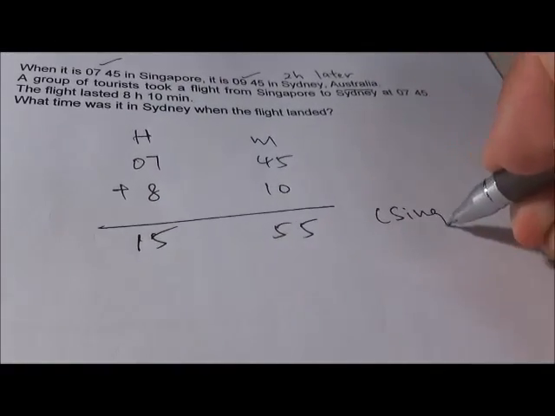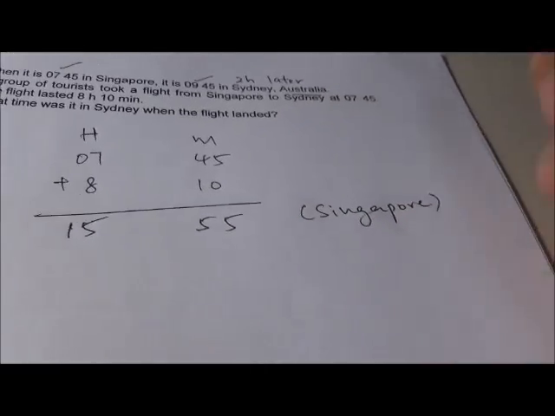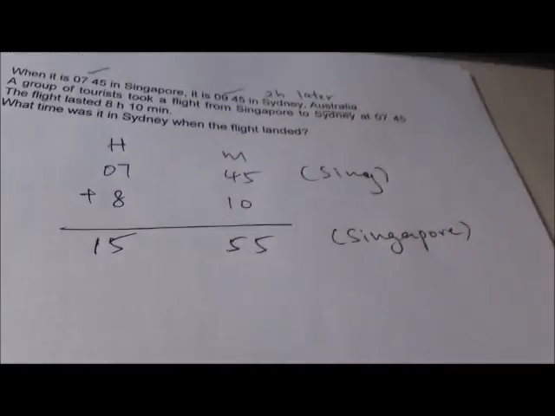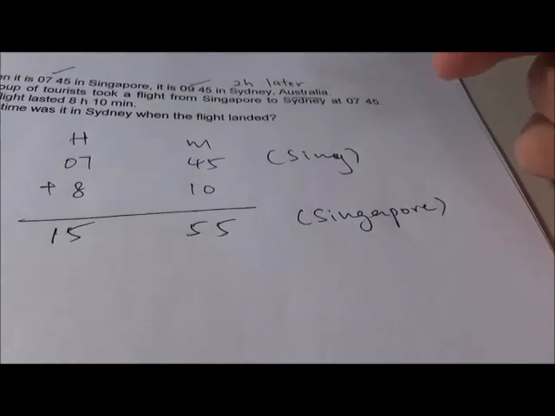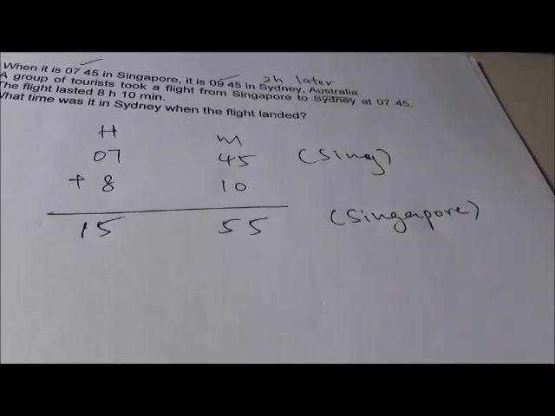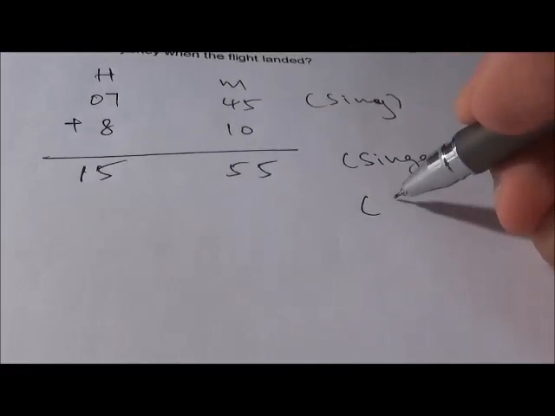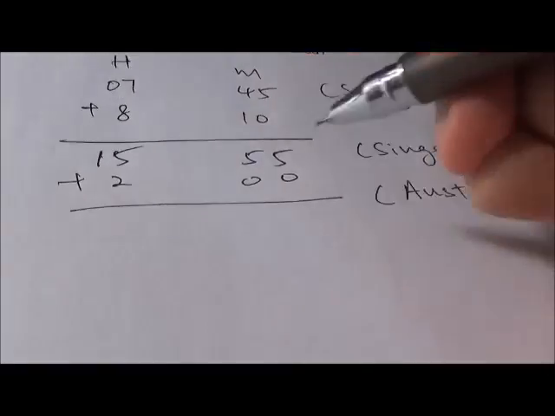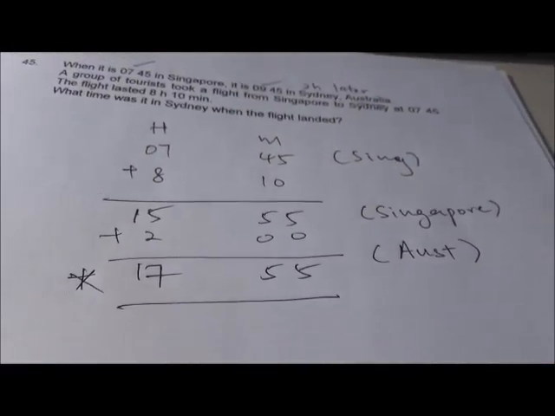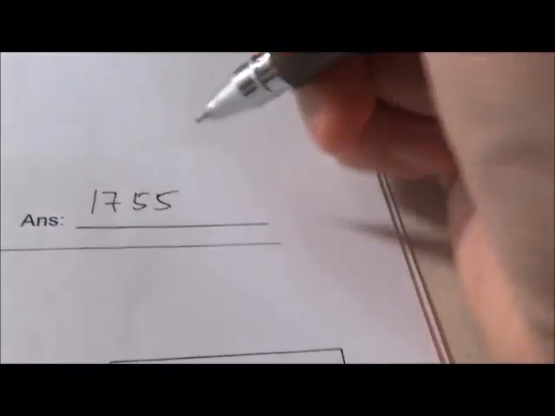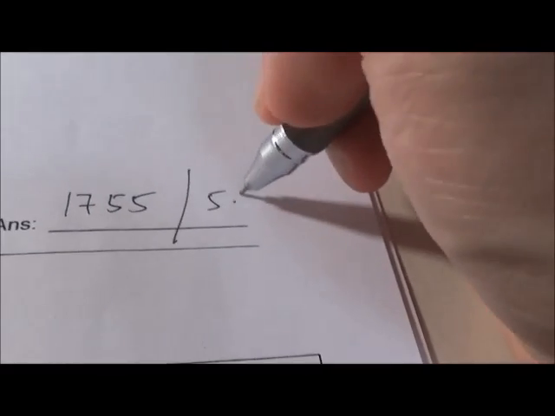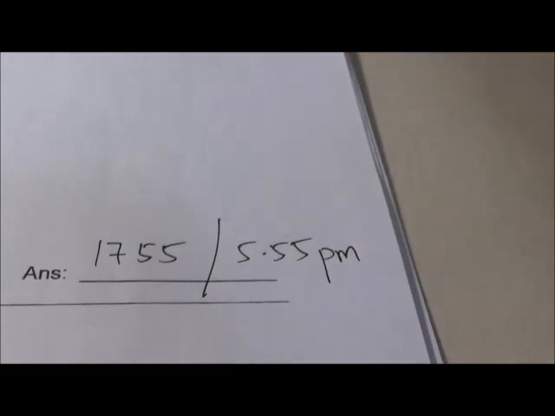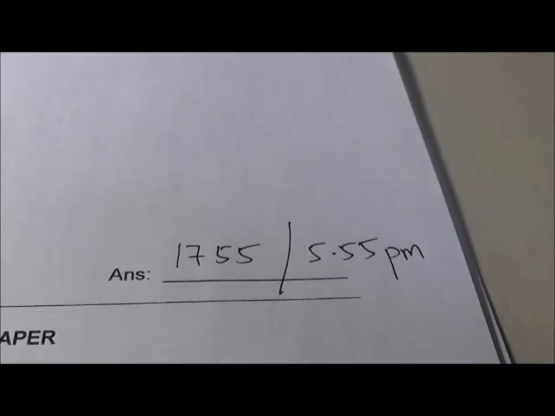15:55. This is actually Singapore time. Just remember, this is Singapore time. Okay, now, what time was it in Sydney when the flight landed? Sydney timing is 2 hours later than Singapore time. So if you want Australia time, which is 2 hours later, you got to plus 2 hours. So Australia timing is actually 17:55. So your final answer, you should put 17:55 or 5:55 p.m. Okay, thank you. That's the end of this paper.